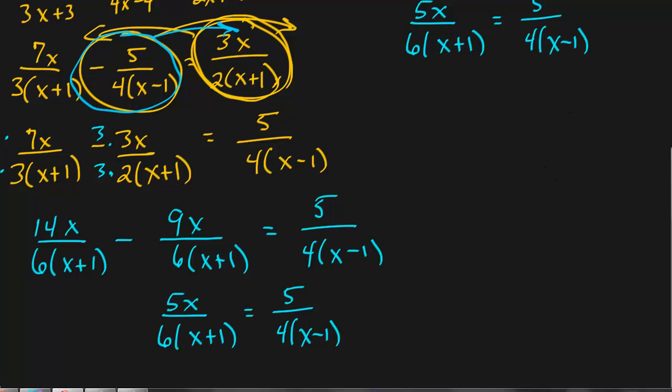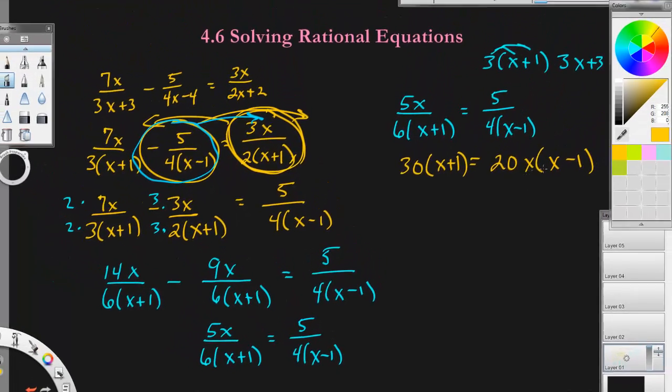Okay. Let's go back to my yellow gold color here. And now we're going to cross multiply. Here's my equal signs. I'm going to do 5 times this. Well, that would just be 30 times x plus 1. And then on the other side, it would be 20x, because that's 5x times 4, and then x minus 1. Really bizarre there, isn't it?